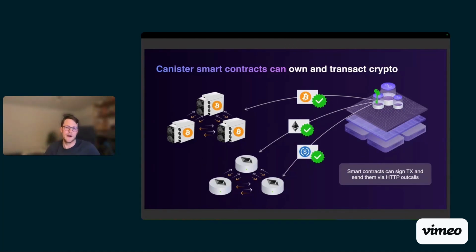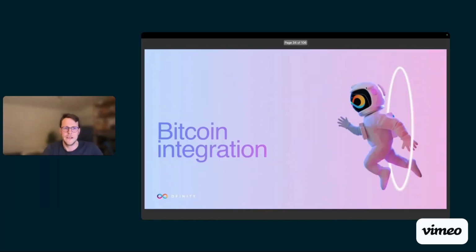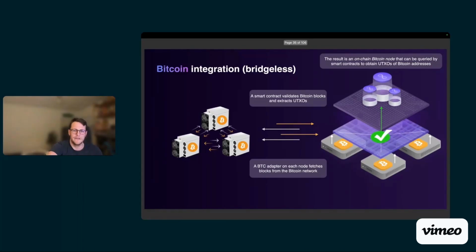And yeah, as I mentioned, as you are in a wallet, an account on other chains, smart contracts can transact other crypto. So you can send Bitcoin around, you can send Ethereum and ERC20 tokens around. With Bitcoin, we went a step further, actually. With Bitcoin, we have subnets on the Internet Computer that run part of the Bitcoin protocol itself. So the nodes in the subnet talk to the peer-to-peer messaging layer of the Bitcoin network and give the blocks into a smart contract on the Internet Computer.